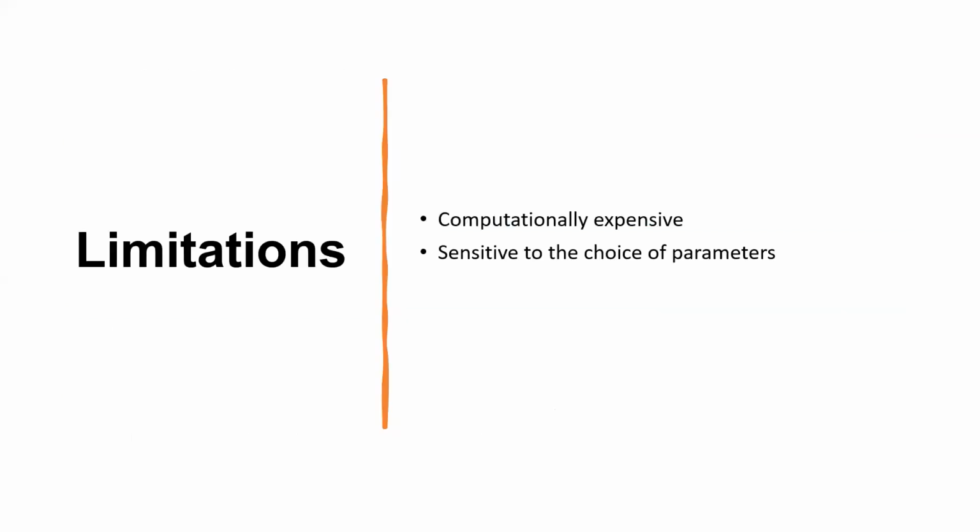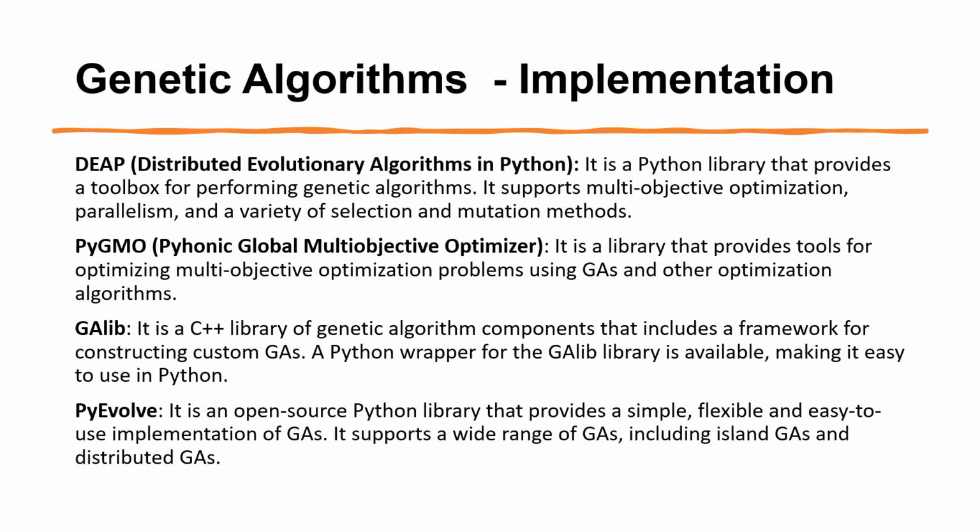So when we talk about limitations, it is computationally expensive and sensitive to the choice of parameters, as I was stressing, that it is very sensitive to crossover, mutations and selection fitness values. So it becomes very critical what kind of crossover or what kind of selection we choose. So these are the limitations.